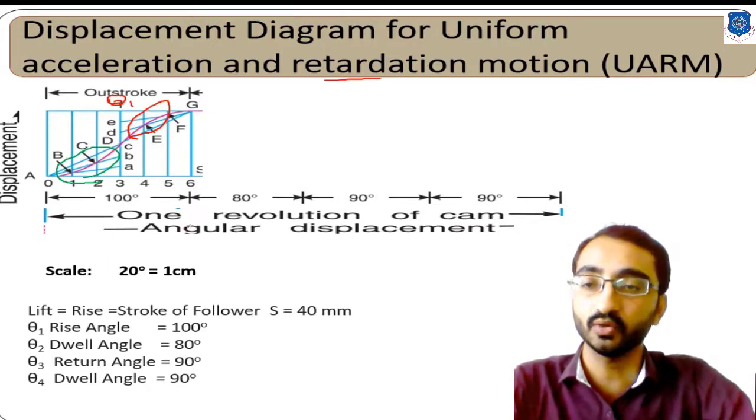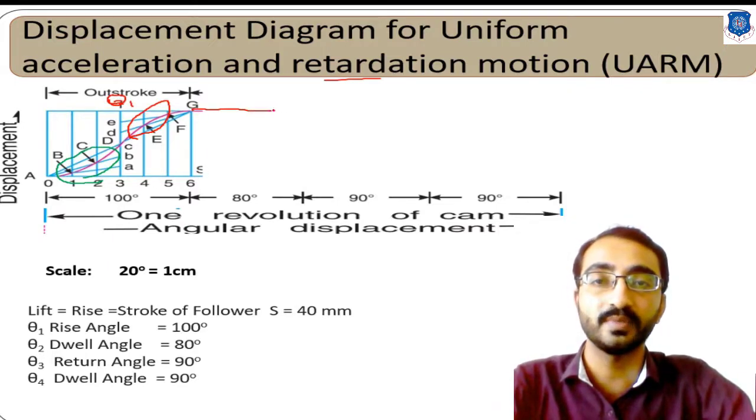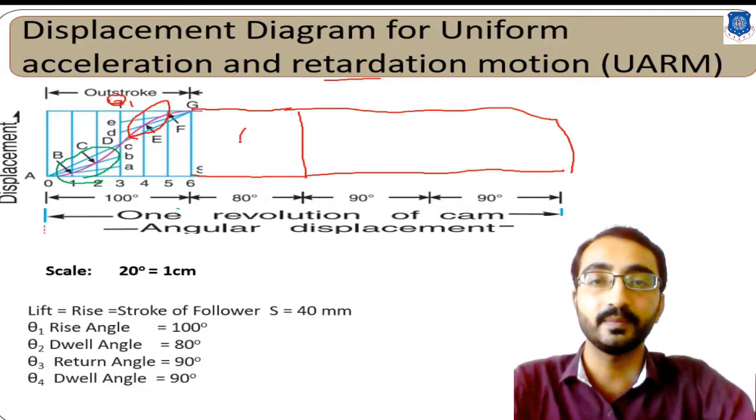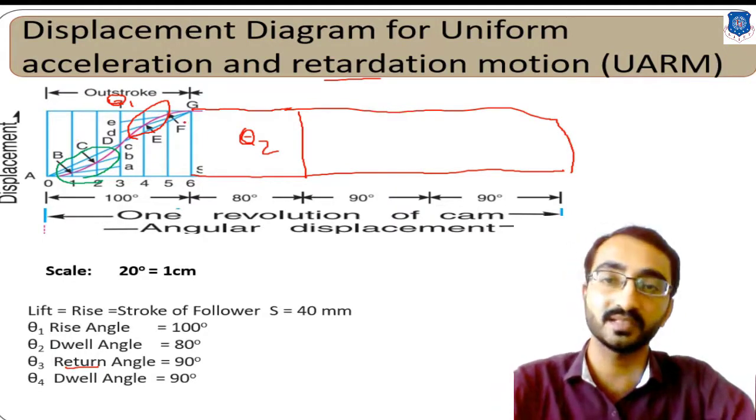Now for theta 2, that is the dwell portion, we need to simply extend these lines in this way. So this will be your complete rectangle. This stroke will represent theta 2, that is the dwell portion. Now the return stroke, again you have to follow the same procedure.